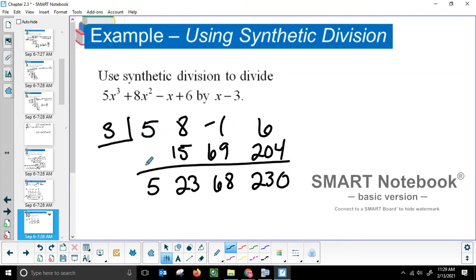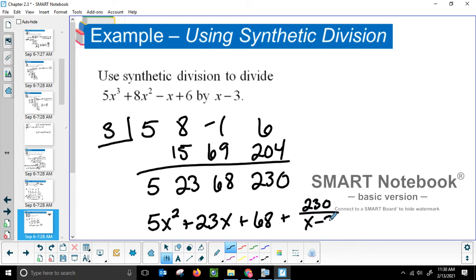1, 6, right down. 15, 23, 69. Right, that looks good. So, of course, this would be 5x squared plus 23x plus 68 plus 230 over x minus 3. Done.